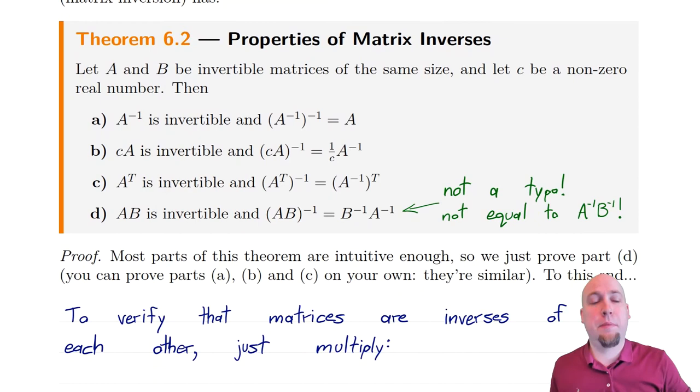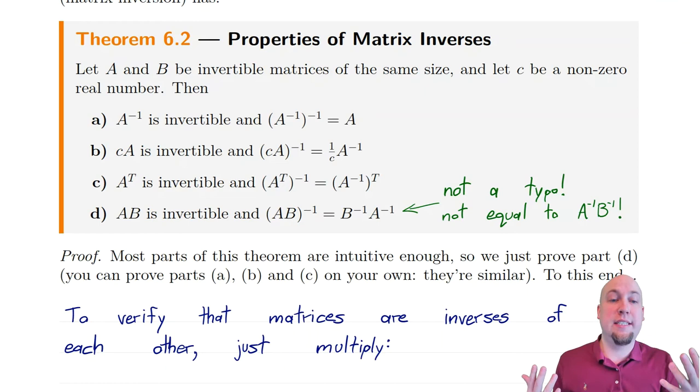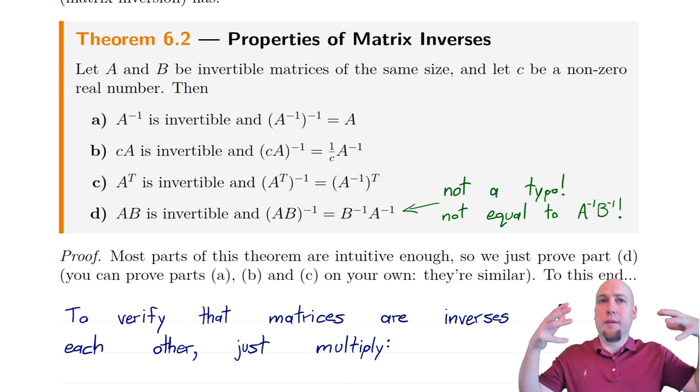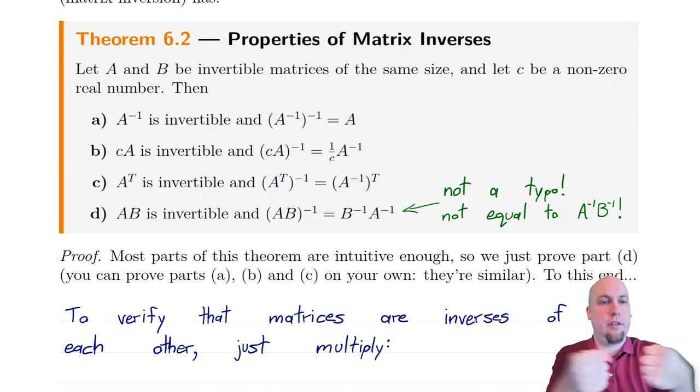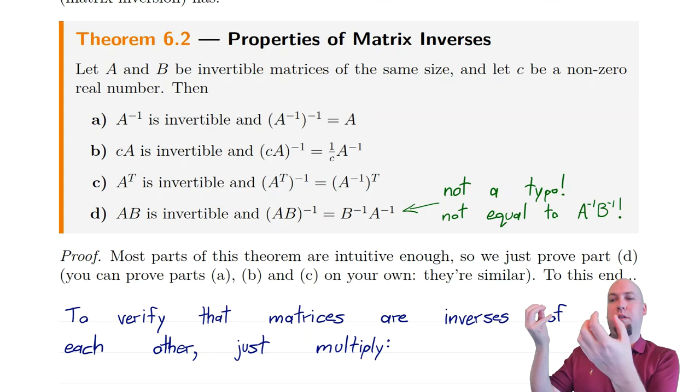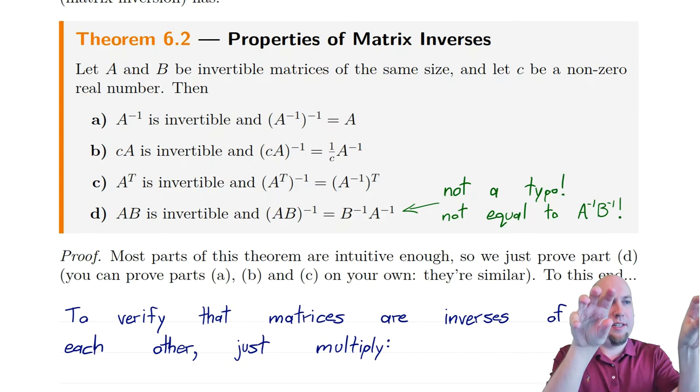First off, if the inverse of a matrix exists, then the inverse of that inverse is the original matrix itself. What this is saying is that inverses come in pairs. The inverse of A is A inverse, and then the inverse of this guy over here is A. They're inverses of each other. You never get a chain of inverses, where the inverse of A is this guy, and the inverse of this guy is this one over here, and the inverse of this one is this one over here. That doesn't happen. They're always just in pairs. Inverse of this is this, inverse of this is this. That's what property A here is saying.